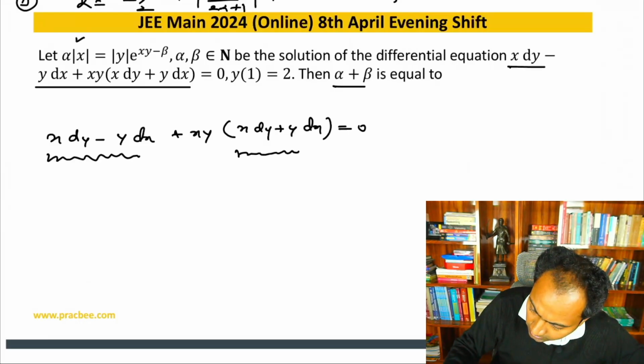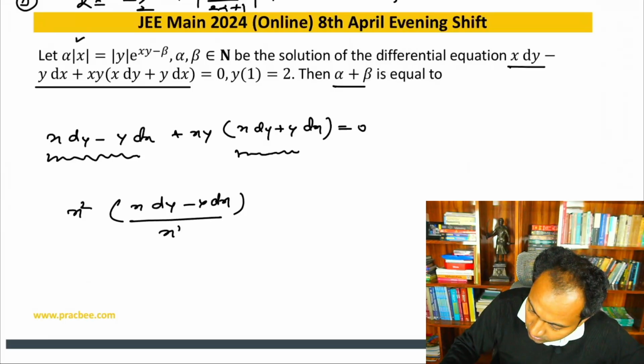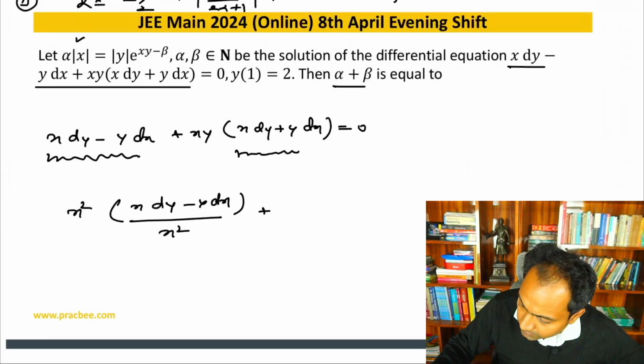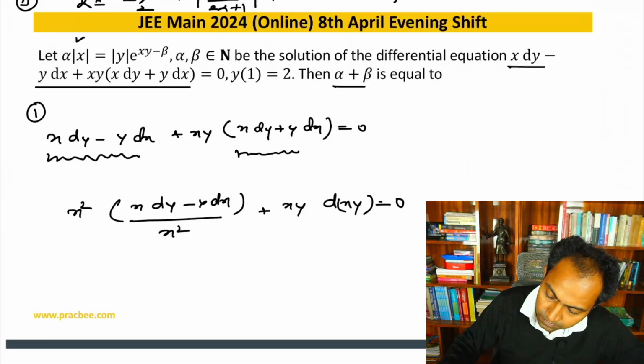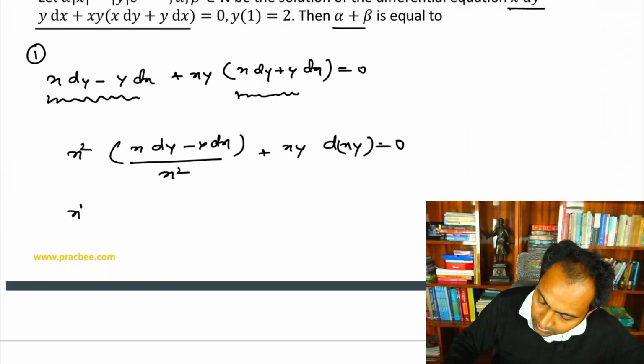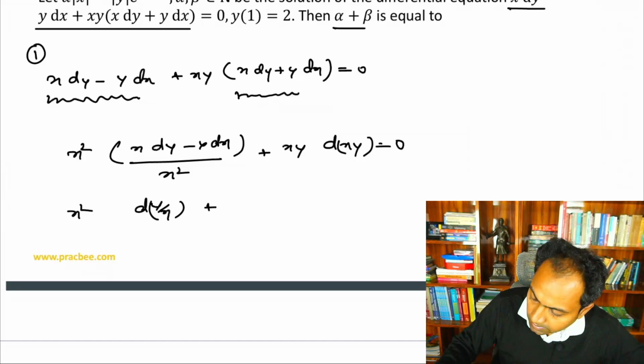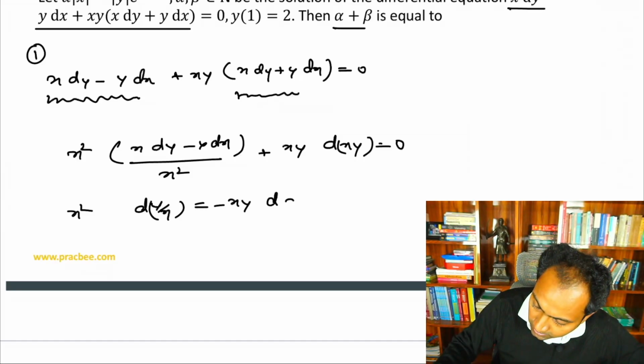So all we need in this first part is if I can multiply and divide by x square. So this will become x dy minus y dx by x square. And then this becomes xy d of xy. This is already there equal to 0. And now this part can be written as d of y by x. And then if we can take the other one on the other side, so minus xy d of xy.